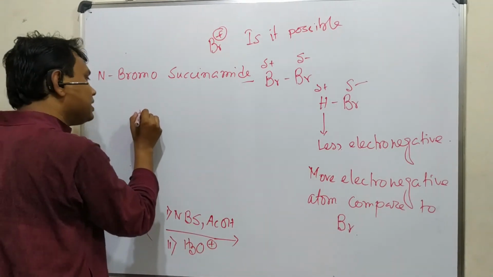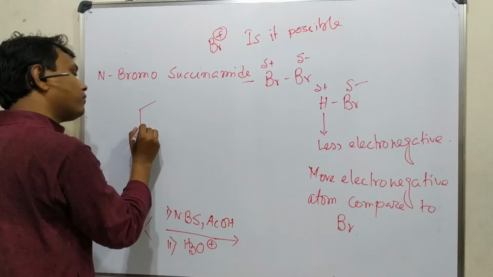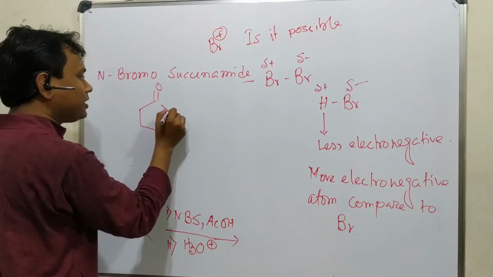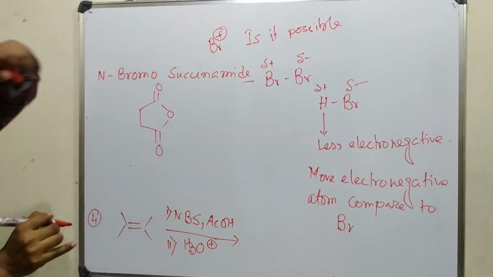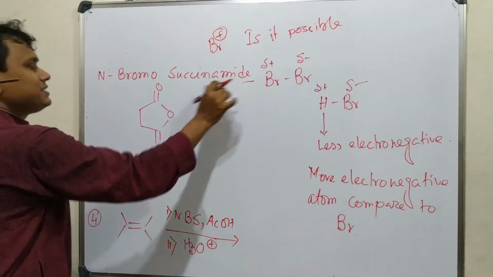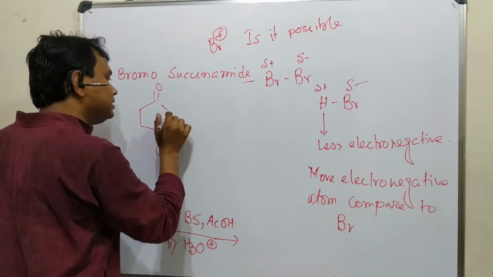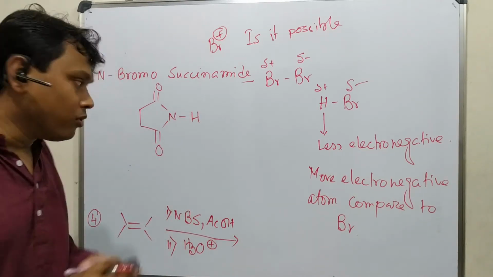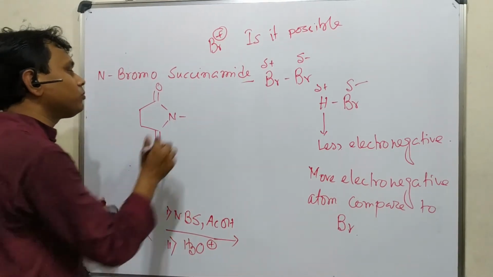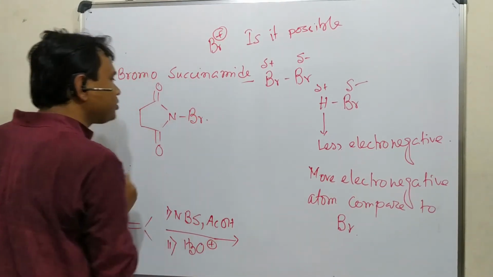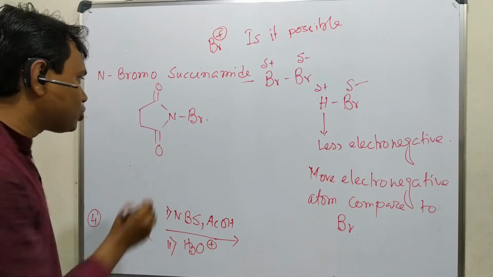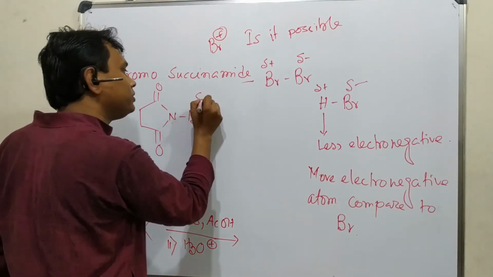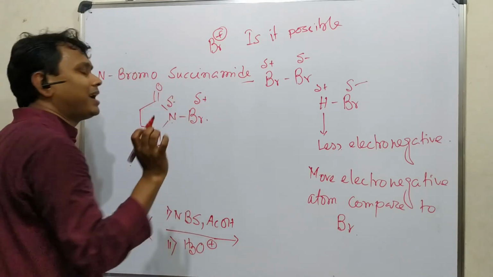What does it look like? We know succinic acid, it's a 4-carbon acid. So this is a succinic acid derivative, and actually this is succinic anhydride. This is succinamide. Fine. And I told you N-bromo means nitrogen will be attached to bromine. We know that nitrogen is more electronegative compared to bromine. That's why in this case bromine is delta plus, nitrogen is delta minus.